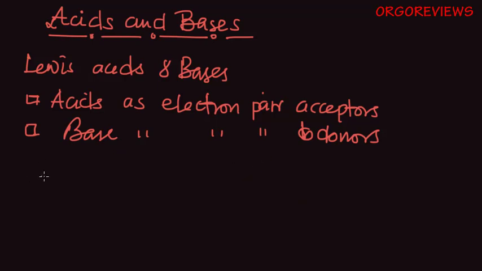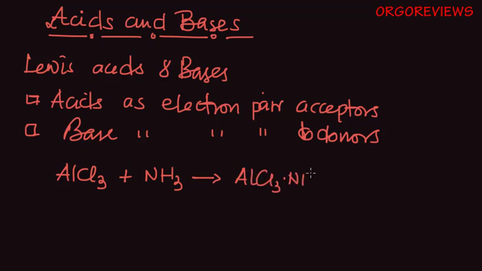We can illustrate this definition with a reaction between aluminum trichloride and ammonia. That will give us the aluminum trichloride ammonia adduct. Let's see how this reaction happens. Of course, there will be charges: a plus on nitrogen and a minus on aluminum trichloride.